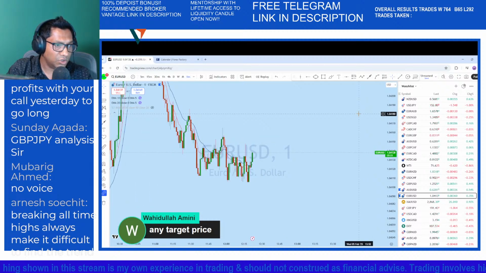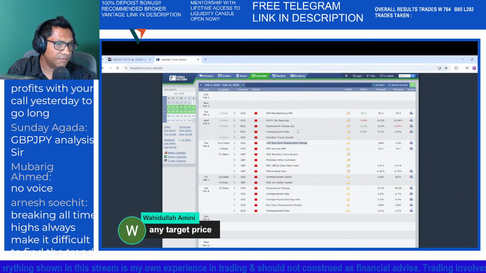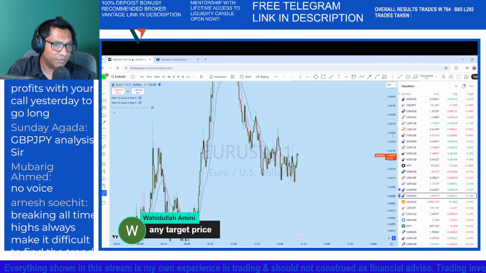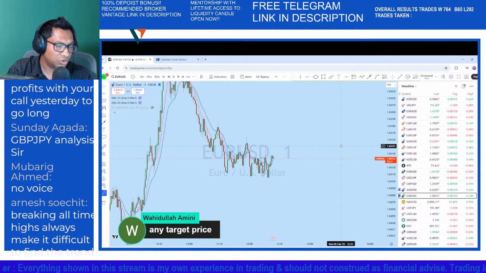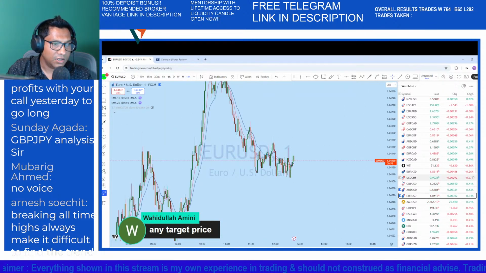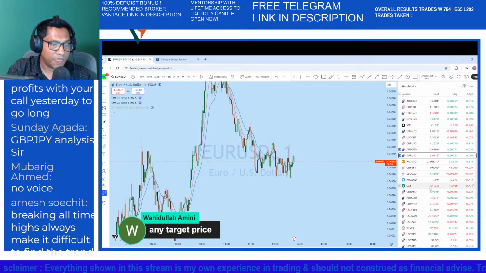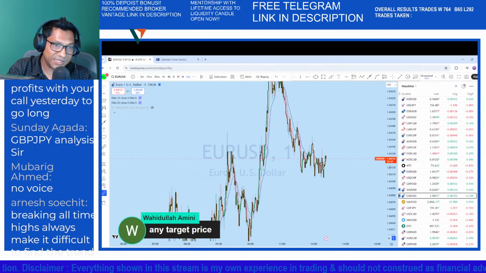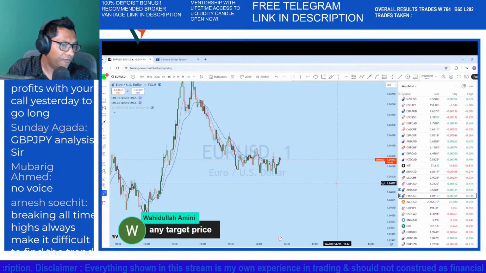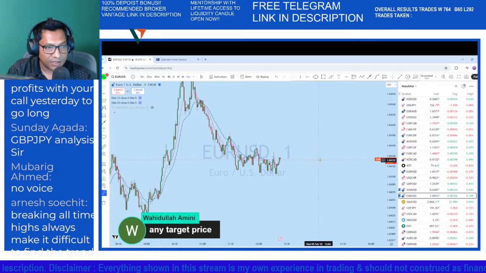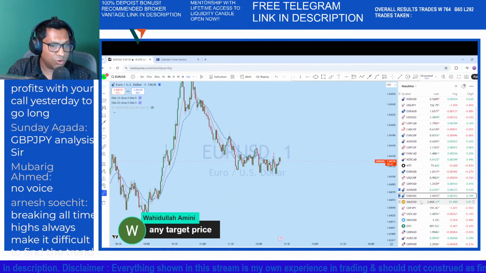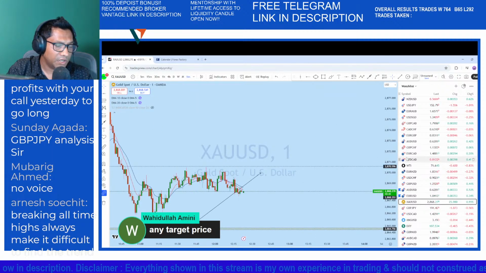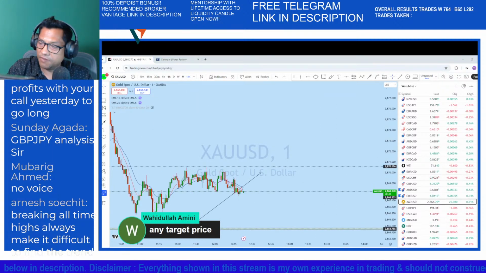Therefore, we could see a strongly trending market. We would like to see some kind of breakout for entry, as we can see on euro dollar and XAUUSD in this choppy manner.